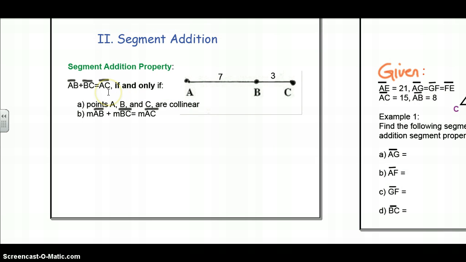So here's the official property. Segment addition: AB plus BC equals AC if and only if, first, points A, B, and C are collinear, which means A, B, and C are on the same line, and the measure of AB plus the measure of BC equals the measure of AC. So AB plus BC equals AC.